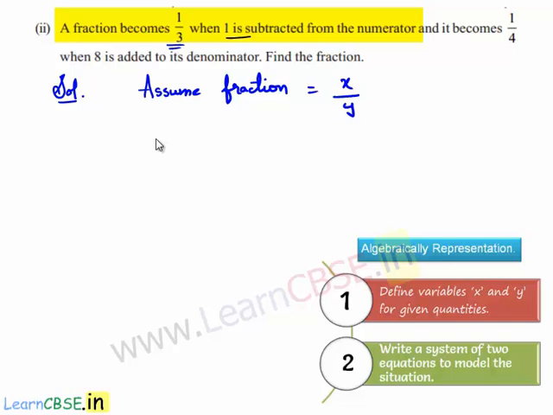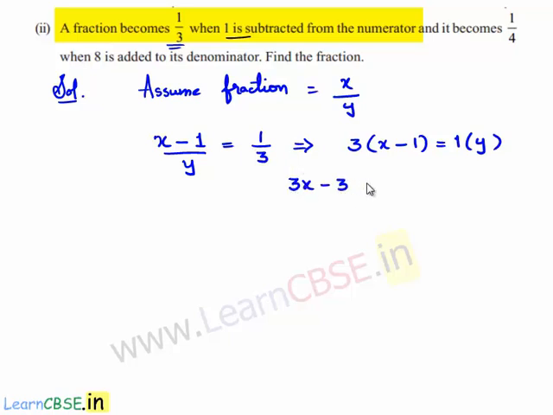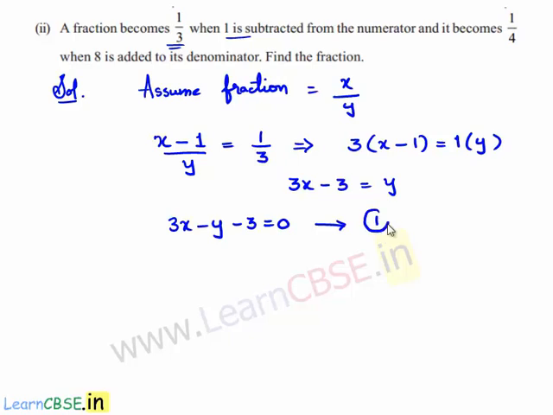According to the given problem, when 1 is subtracted from the numerator, the fraction becomes 1 by 3. So the numerator of the fraction is x, and when 1 is subtracted, it becomes x minus 1 divided by y, which is nothing but 1 by 3. So on cross multiplication, this becomes 3 times x minus 1 is equal to 1 times y. So we can write this as 3x minus 3 is equal to y. So on transposing y to left hand side, we can write this as 3x minus y minus 3 is equal to 0. Assume this equation as equation number 1.